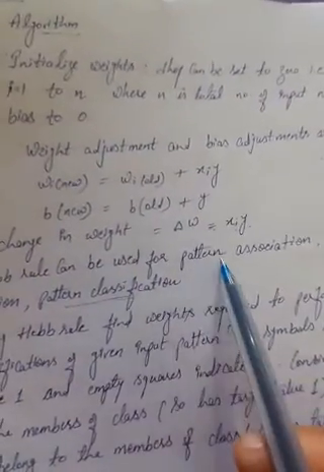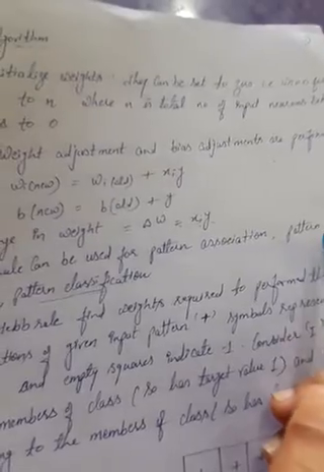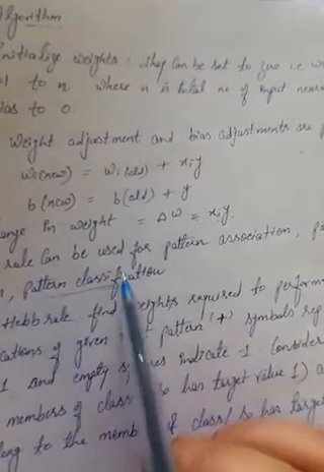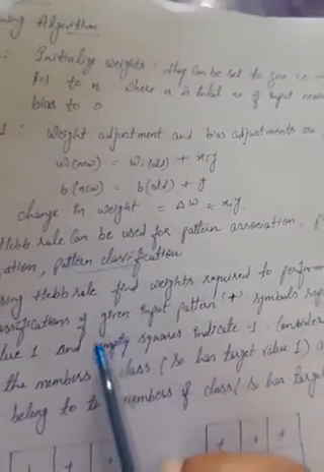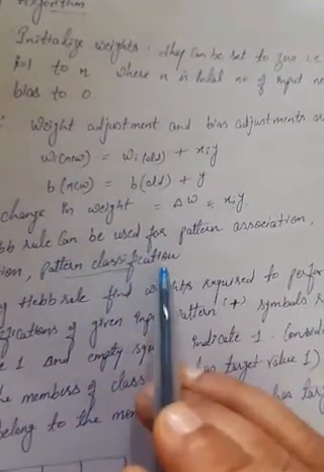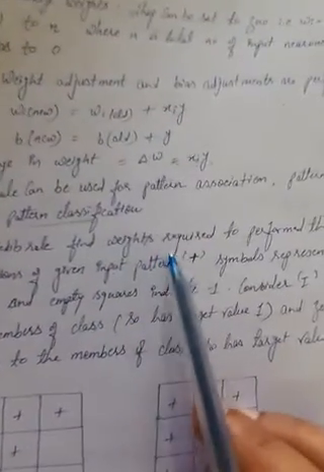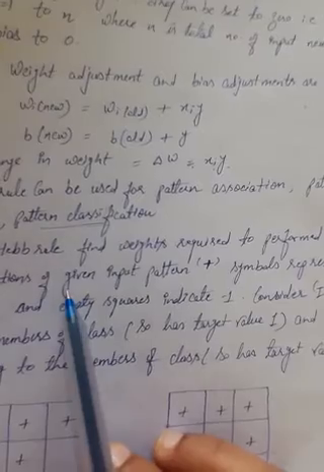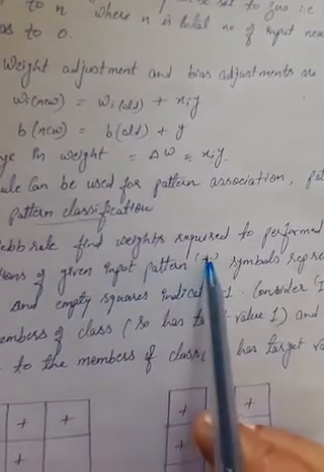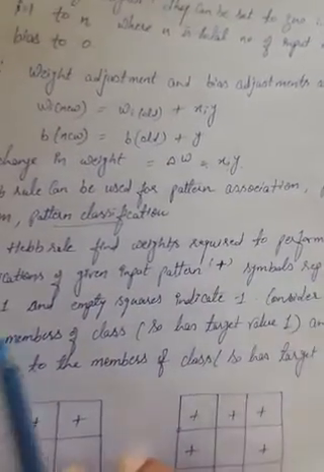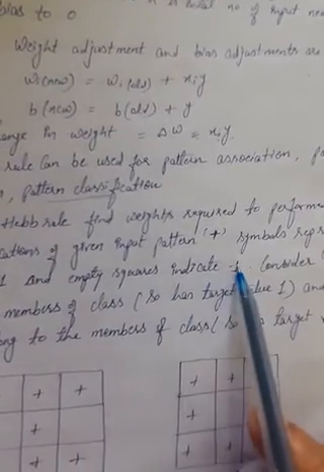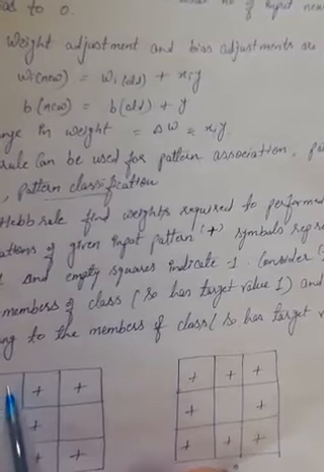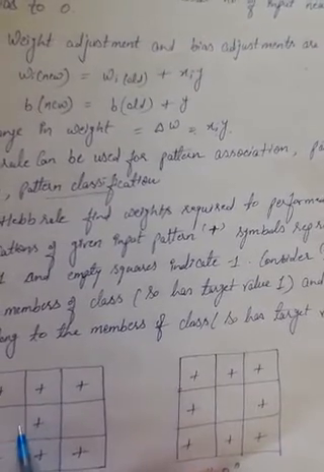Hebb rule can be used for pattern association, pattern categorization, and for pattern classification. Okay. Now let us look at the problem of pattern classification for Hebb rule. Now this is the question. Using Hebb rule, find weights required to perform the following classification of given input pattern. +1 symbol represents the value 1 and empty squares indicate -1.